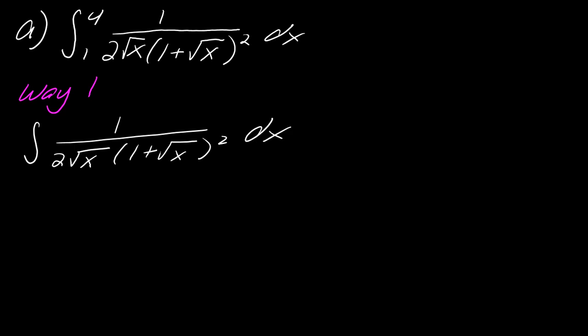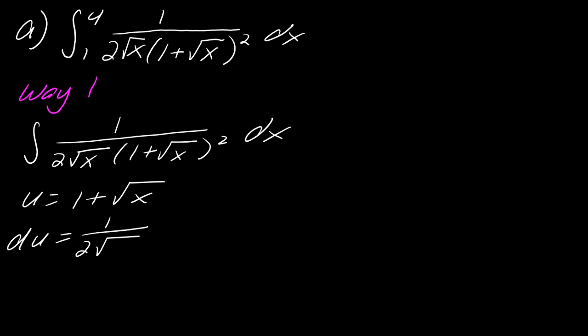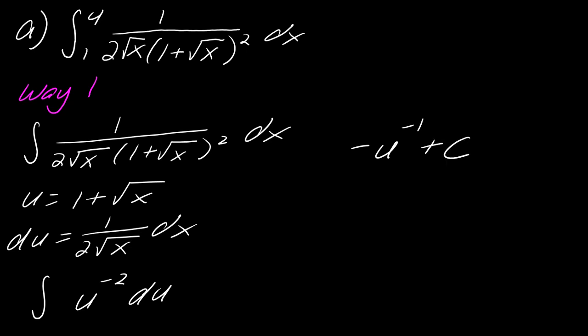So if I wanted to do this using way 1, this one's at least nice and straightforward. So my u is 1 plus the square root of x, and my du is going to be 1 over 2 times the square root of x dx. So that is a nice straightforward substitution. And so then I end up rewriting this as u to the negative second du. And so then if I evaluate this, this will be negative u to the negative 1 plus c.